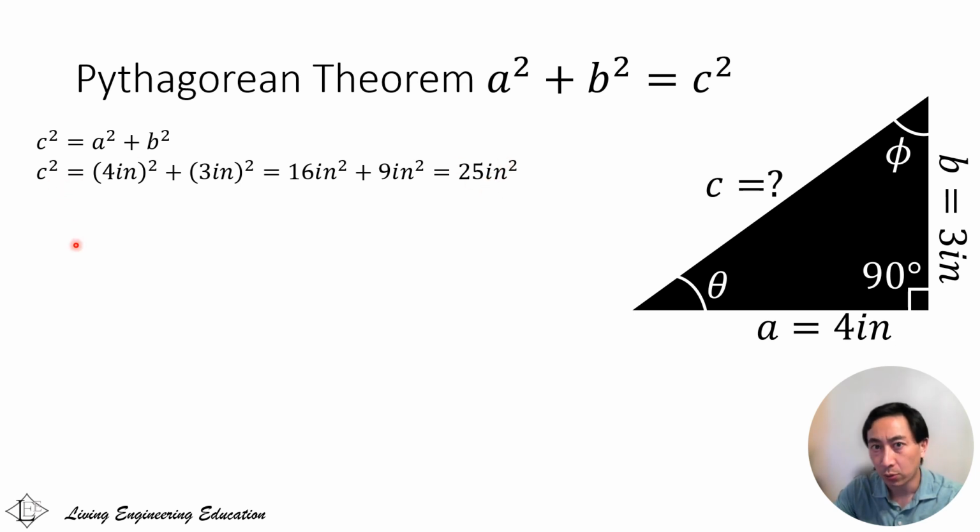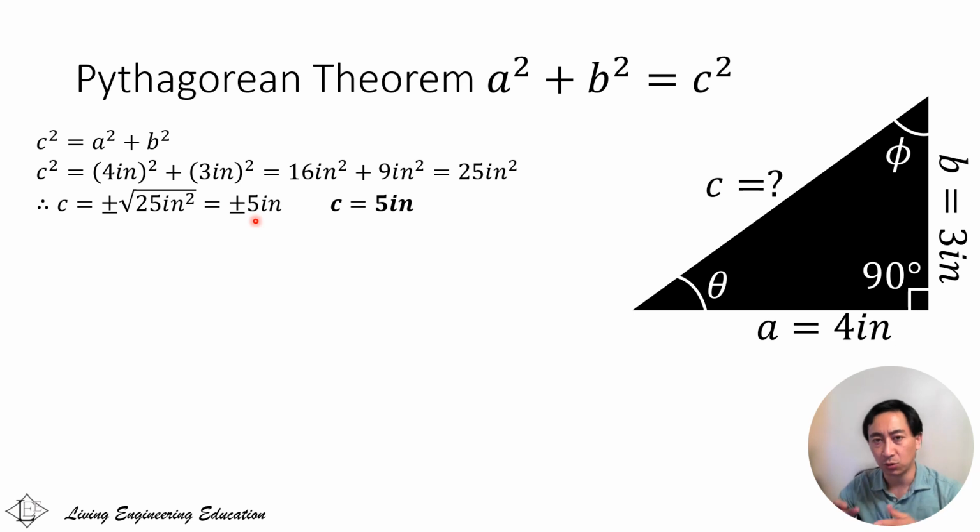So I can take the square root on both sides to solve for c. I get c is equal to the square root of 25 inches squared, but it could be plus or minus. So this is plus or minus 5 inches. But since we're measuring a length, plus or minus doesn't make sense, so we just put positive. We will always use positive values for a, b, and c. So c is 5 inches.